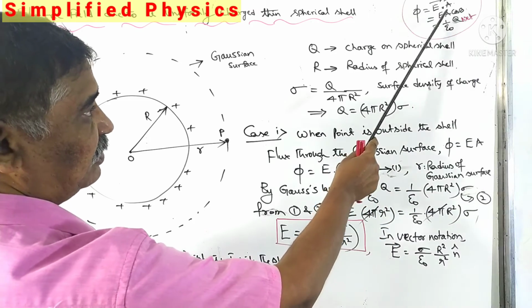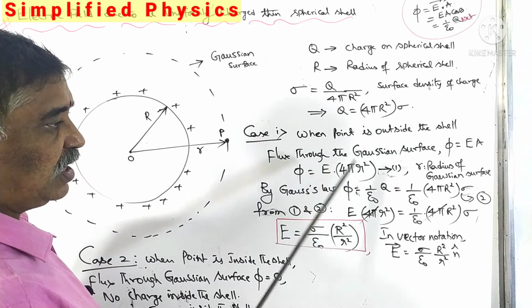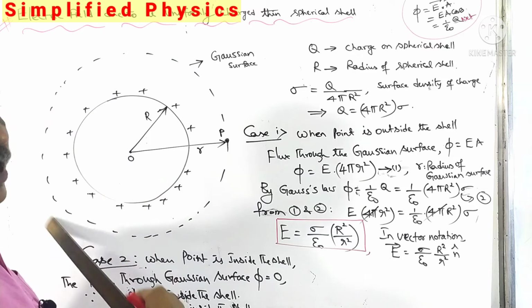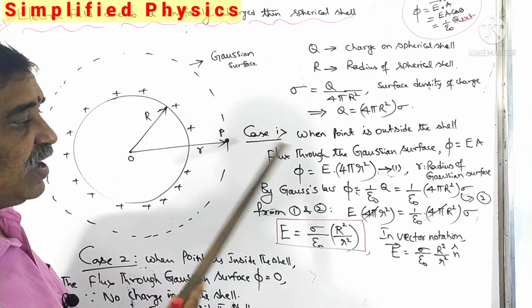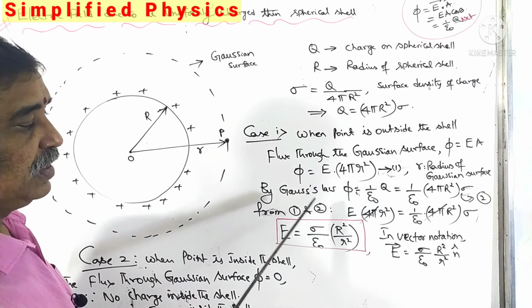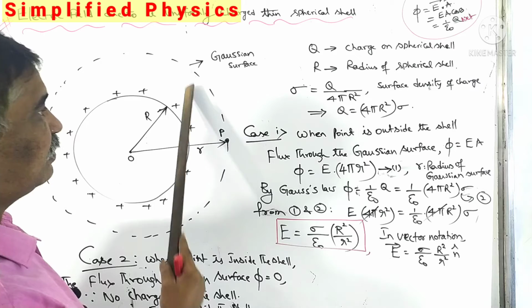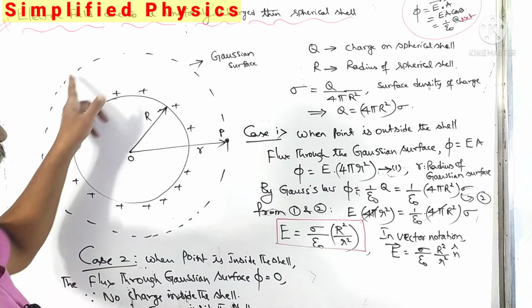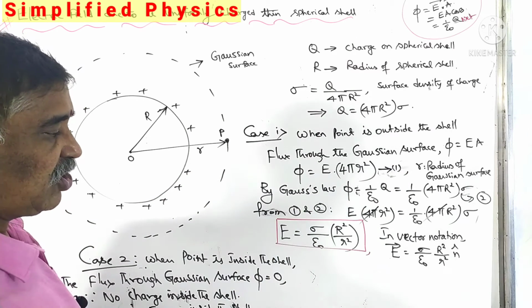So therefore flux phi is equal to EA. A is nothing but the area of this Gaussian spherical surface. The surface area of a sphere is known to us, 4 pi r square. So phi is equal to E into 4 pi r square, where small r is the radius of the Gaussian surface. This I name as equation 1.